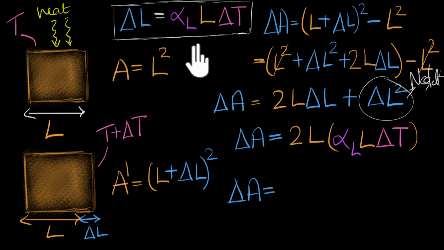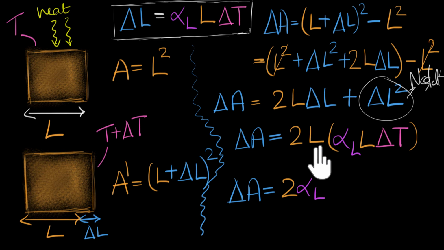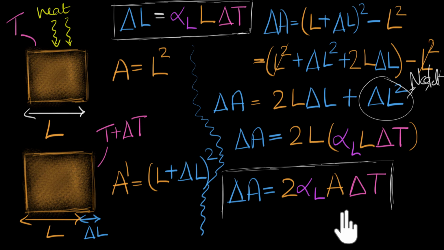We end up with, let me just put a division over here. All right. So what we end up with is we get 2 alpha L, let's write that first, 2 alpha L times L squared. Oh, what's L squared? Oh, that's the area, that's the initial area. So that's just A times delta T. And let's go ahead and box this because I think we have simplified this as much as possible. And now just see what we have done. We have now figured out the change in the area.